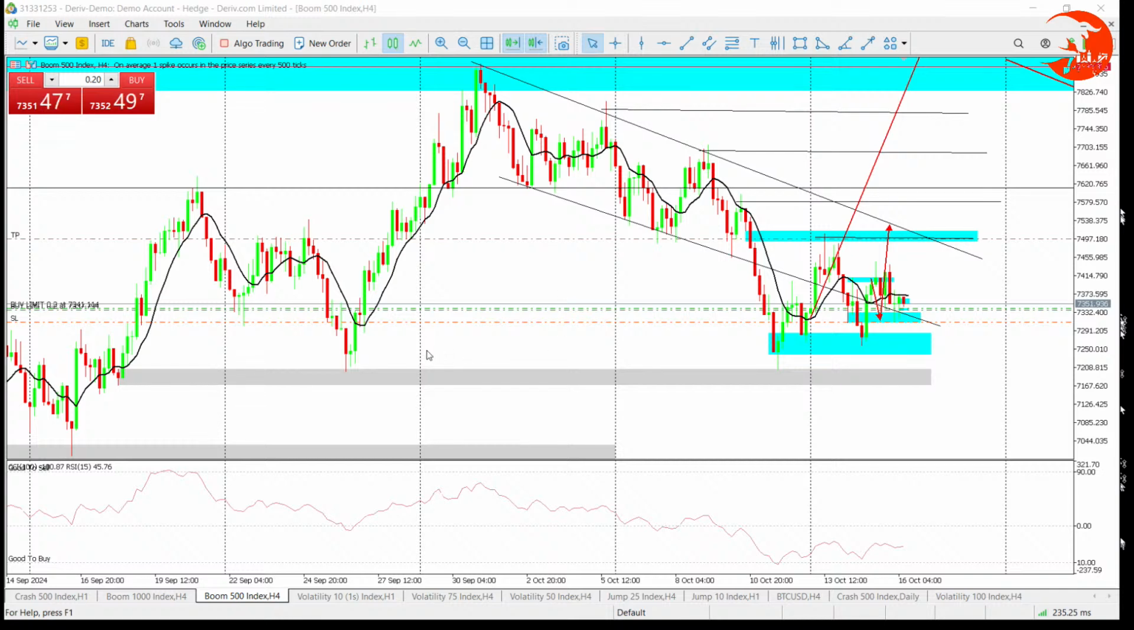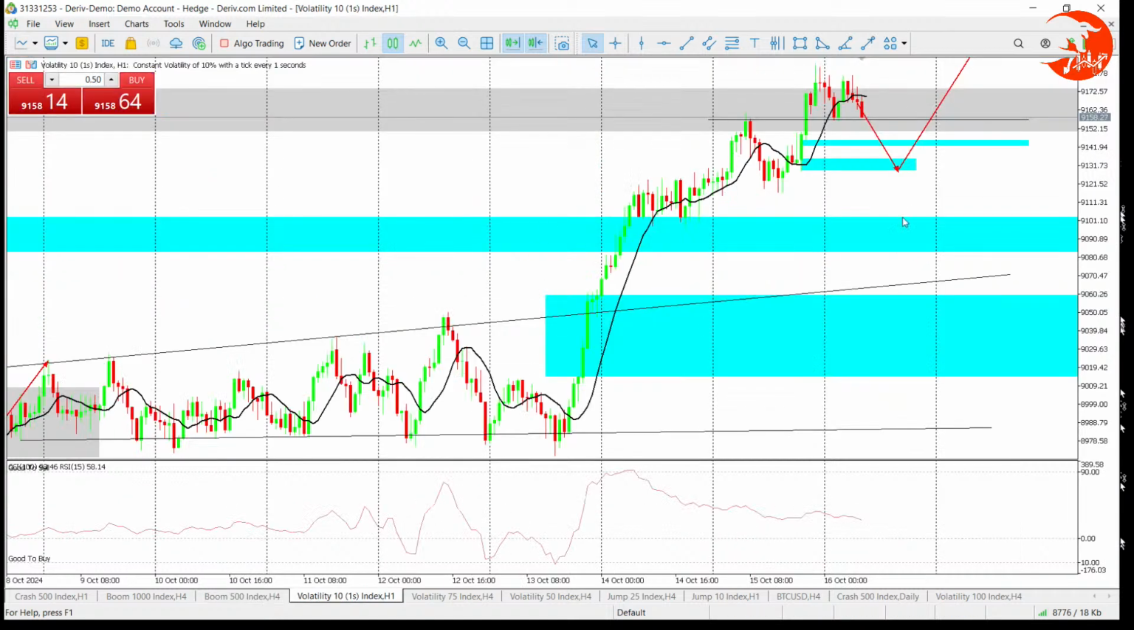7414. That's where I'll be looking for my second TP around that area there. Yes, so those are my 2 TP levels. If price comes, it will activate my 2 buy limits there, and I'll be ready for a move into the buy.